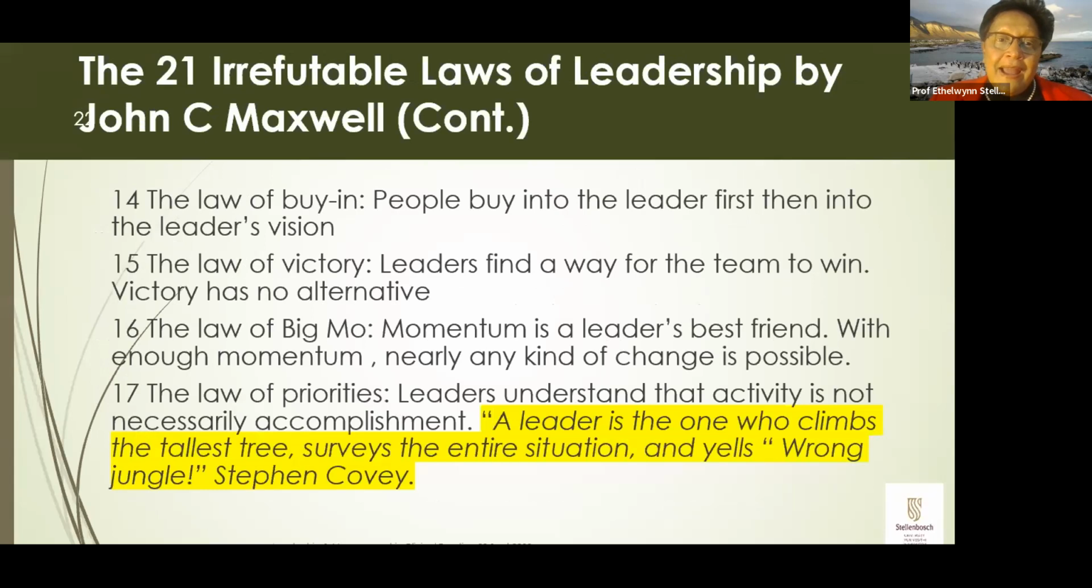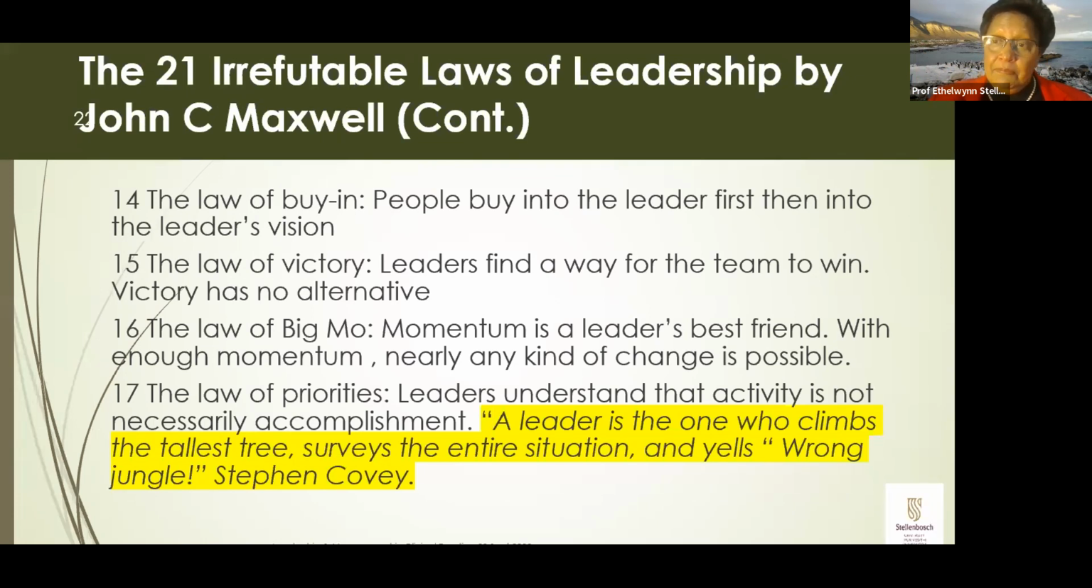The law of buy-in: people buy into the leader first, then into the leader's vision. I'm reminded of this latest politician that's now formed a new party. I almost want to say the new kid on the block, but he's not so new. My reaction was, another party. And many people have said that it probably just weakens all the votes, because you have only so many votes and everybody getting a little.